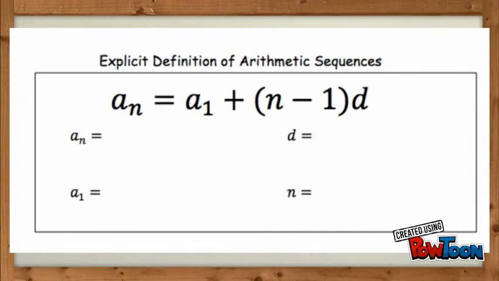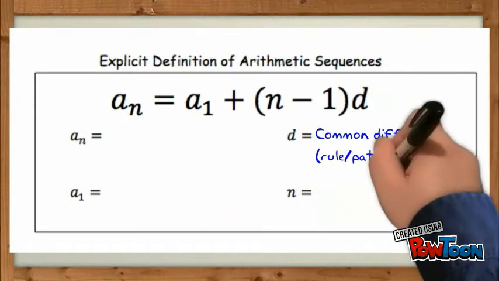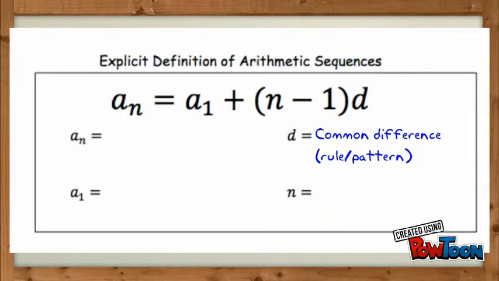Now, let's figure out what each of these things is talking about here. You should be able to tell me what d is. What is the d value? d is your common difference, just like it was before. So it's the adding or the subtracting pattern that you find in the sequence. You also should know what a sub 1 is. What's a sub 1? A sub 1 is your starting value, the first term of the sequence.